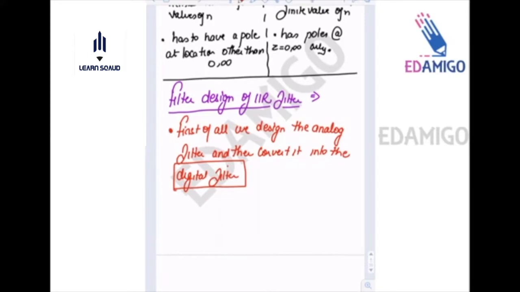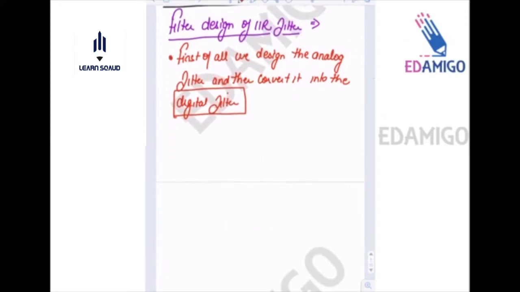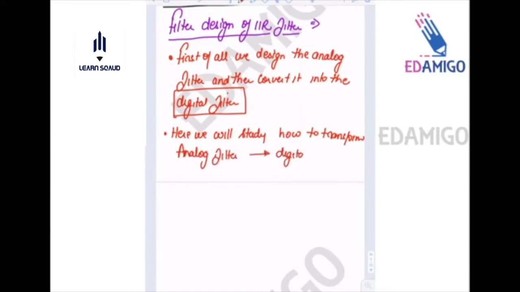Okay, so here we will study how to transform an analog filter into a digital filter. Okay, now this is very important. This is the motive, if you can say, of the lecture series.